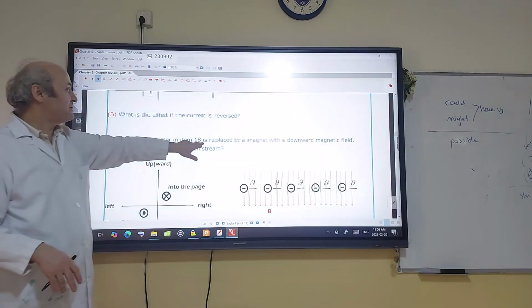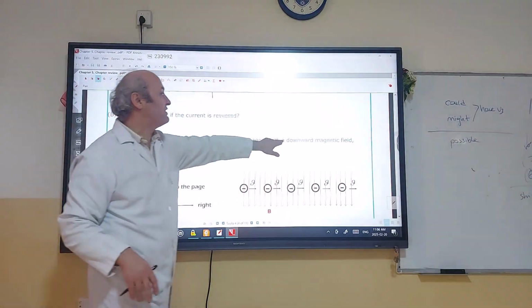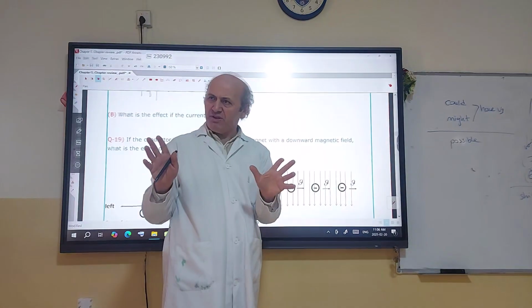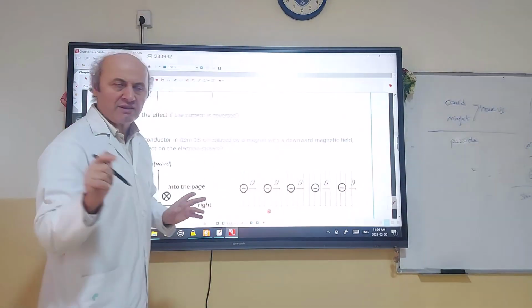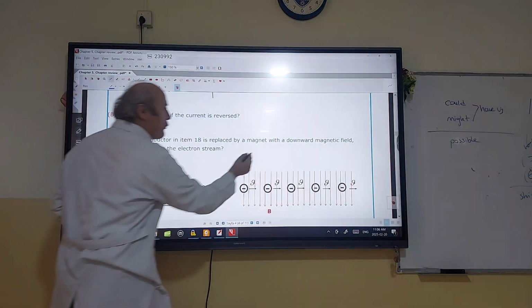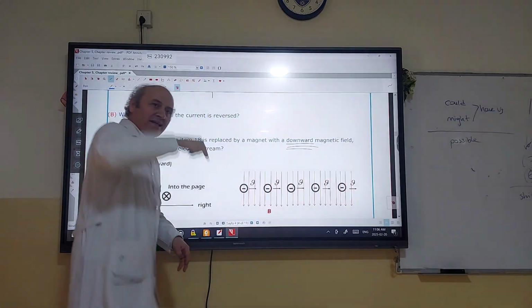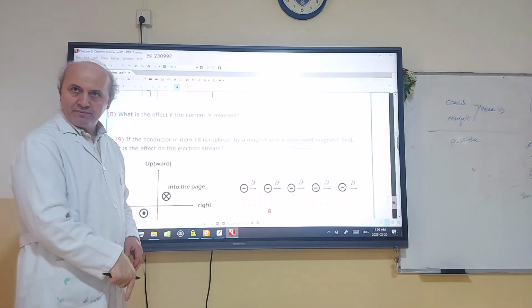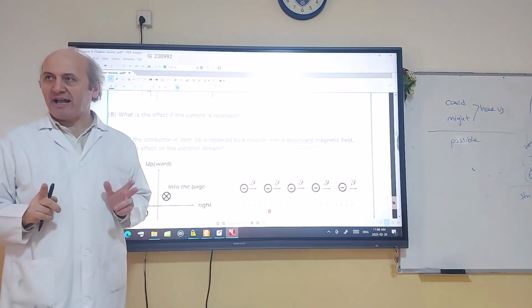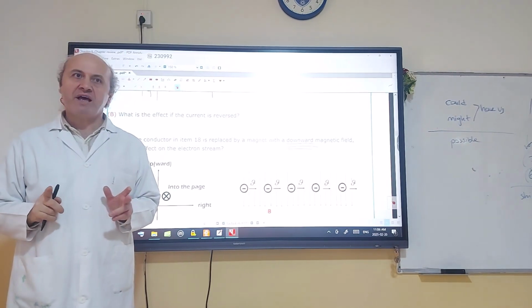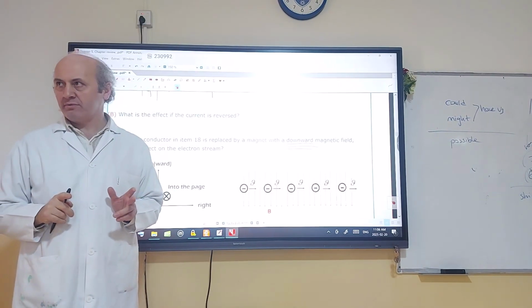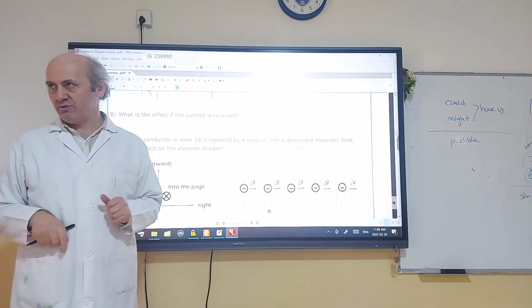If the conductor in item 18 is replaced by a magnet with a downward magnetic field. Now here, the problem is that sometimes students get difficulty with this. When they say downward, they understand downward to the ground. But this is the first set. In the first set, we don't have downward to the ground. We have down to the page.